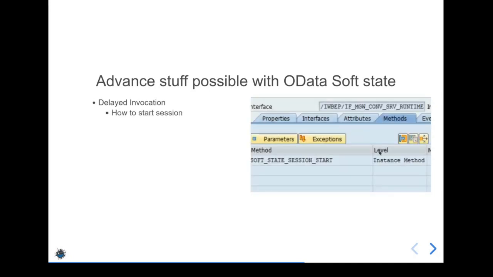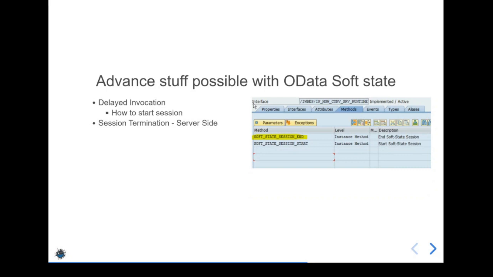So what happens is, from the UI5 application, when they click on edit, they will call one method, create edit lock. In that method, you can call soft state session start. A soft state session will be started, and you can save your logs and so on for this. And you can also terminate it. Maybe the update is successful and they call save data from the UI5 application. Once the save is done, we don't need the session, because all logs should be removed at that point. So then you can call soft state session end to remove all the logs.